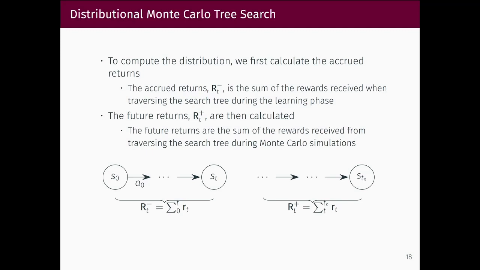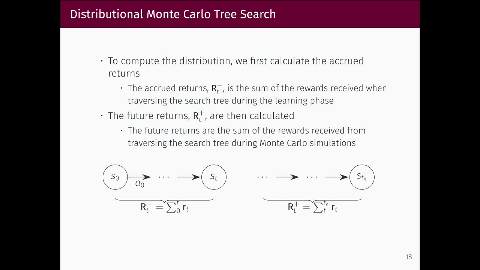And the underlying tree structure of the algorithm makes it easier to compute the accrued returns also. So as I said before, the accrued returns is the sum of the rewards received when traversing the search tree during the learning phase. And the future returns are the sum of the rewards received from traversing the search tree during the Monte Carlo simulations.